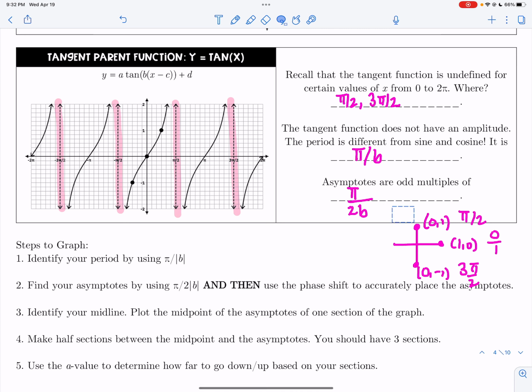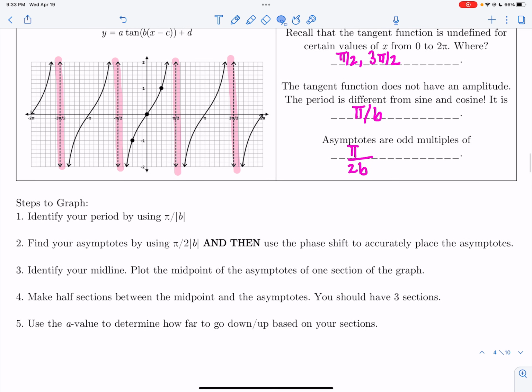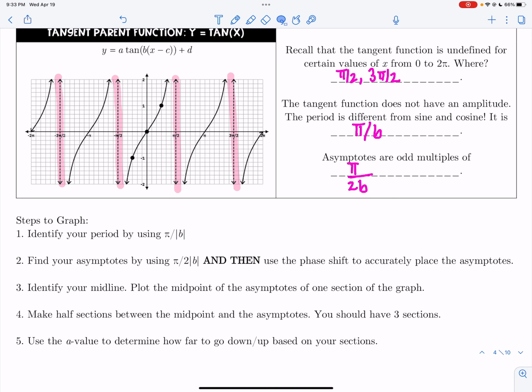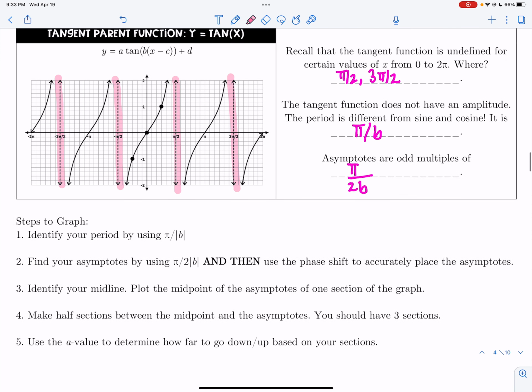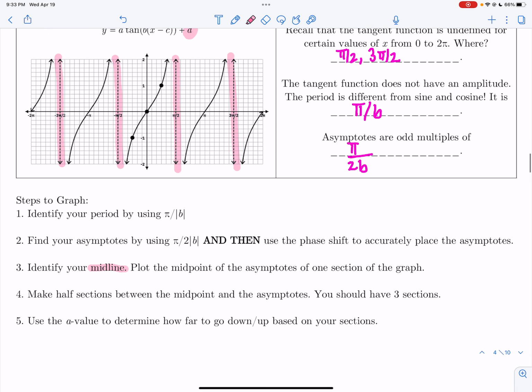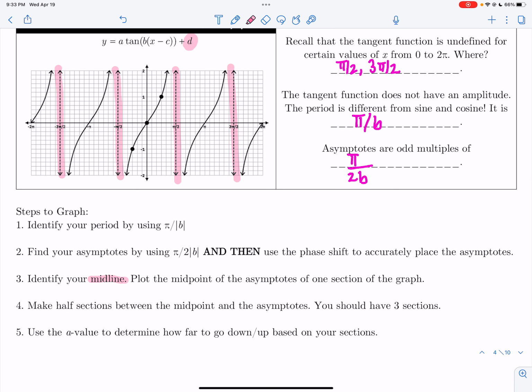Okay, so how do we graph these 3 points and then just copy and paste it? We are going to first identify my period by using pi over b. We're going to find my asymptotes by using pi over 2b, and then using our phase shift if we have one, to accurately place the asymptotes. We are going to identify our midline, which is our d value right here. And that d value is going to be our new x-axis, essentially. We're going to make half sections between the midpoint and the asymptotes, meaning that we're going to have 3 sections.